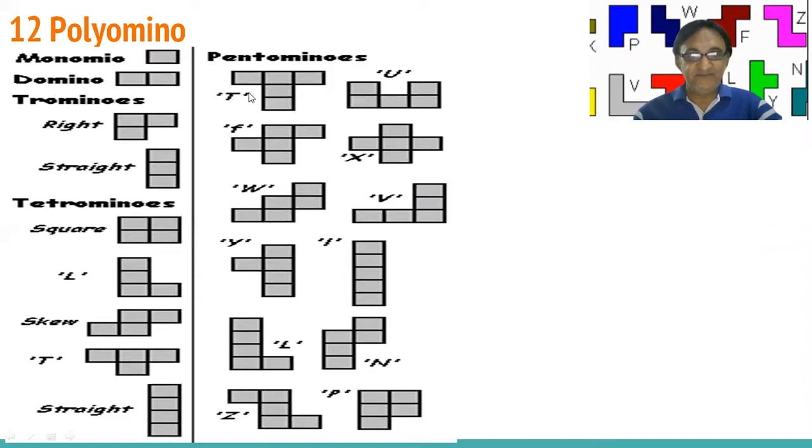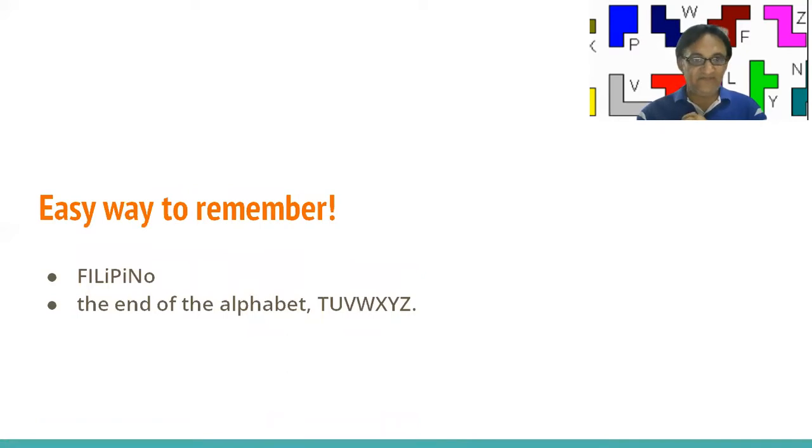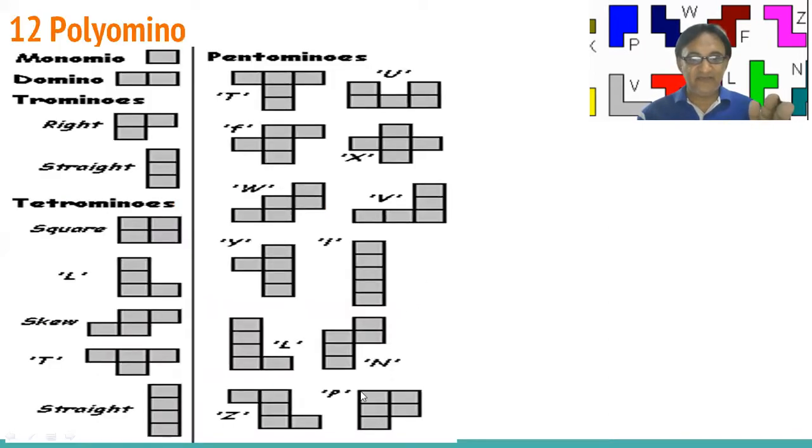So you can see here T, U, F, X, W, V, I, Y, L, N, P, Z. So these are the 12 pentominoes that we can form by rearranging these squares. Okay. So how can we remember these? The easy way to remember is the word Filipino, and the others are the ending letters of the alphabet, like T, U, V, W, X, Y, Z. So you can see here the structure, we can remember it as Filipino, and the rest are the ending letters of the alphabet.